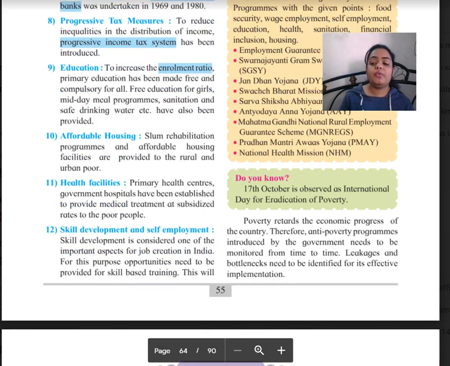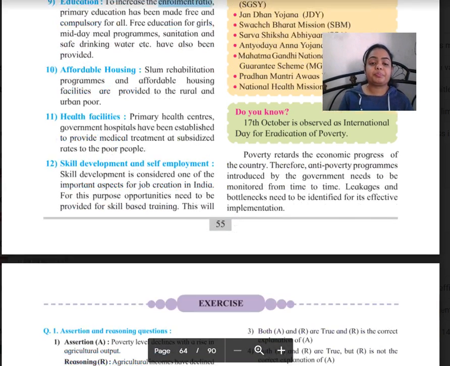Then next we have affordable housing. Slum rehabilitation programs and affordable housing facilities are provided to the rural and urban areas. So in slum areas, they are building small slum rehabilitation centers where people are given housing facilities at very subsidized and very cheap rates, so that they don't stay on the streets and make the streets dirty. Instead, they can stay in a proper house where they can maintain hygiene, and also there are proper rules and regulations in the country.